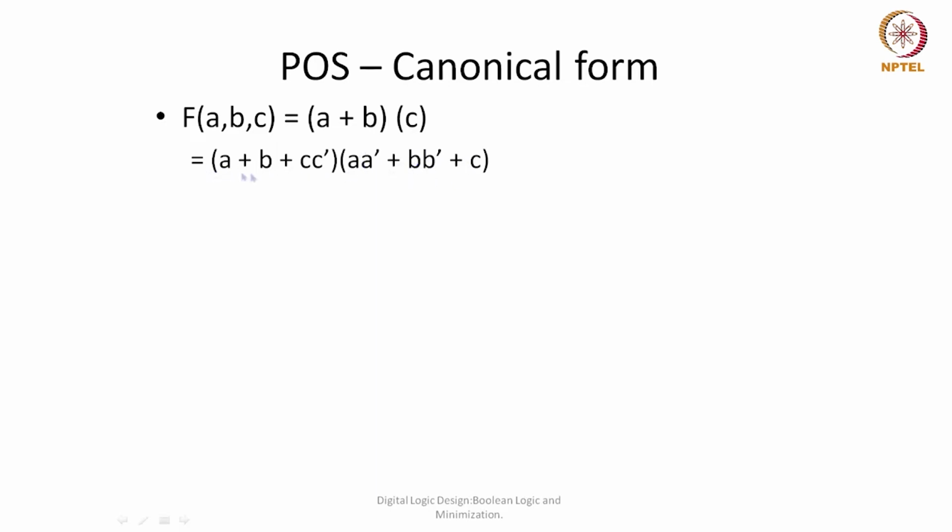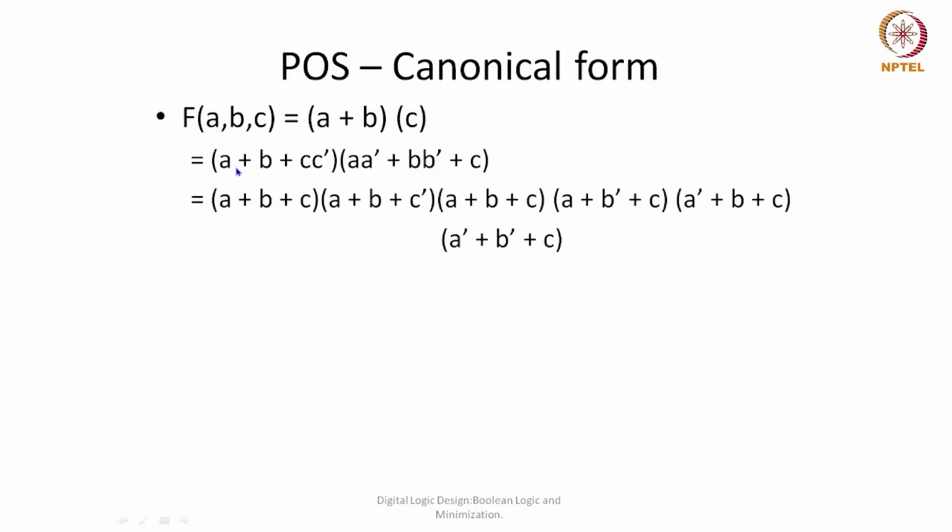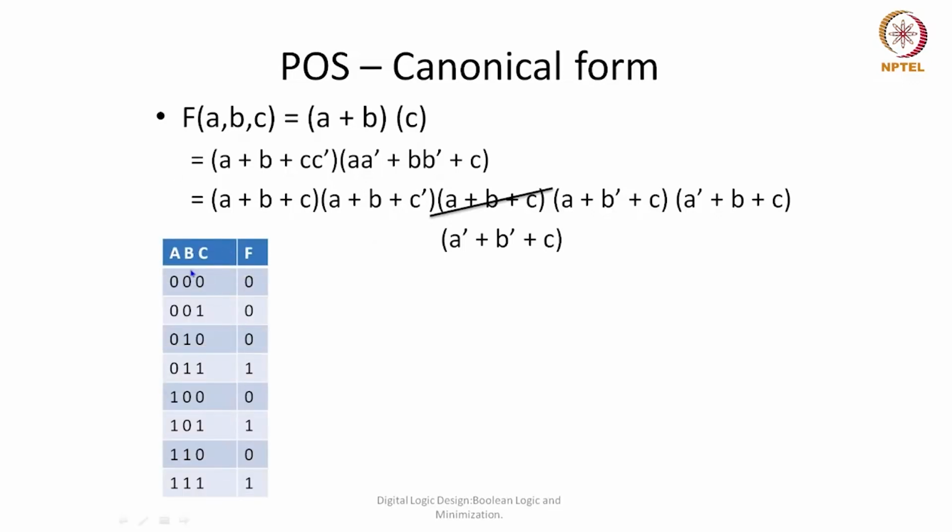By expanding this expression, we can see what would be there. Using the distributive law, a plus b plus c and a plus b plus c dash, and similarly if we expand this whole form, it will be a plus b plus c, a plus b dash plus c, a dash plus b plus c, a dash plus b dash plus c. Now we see a plus b plus c appears twice here, so we can remove one which is redundant. Again, if I create the truth table for this particular expression, it will come out something like this.